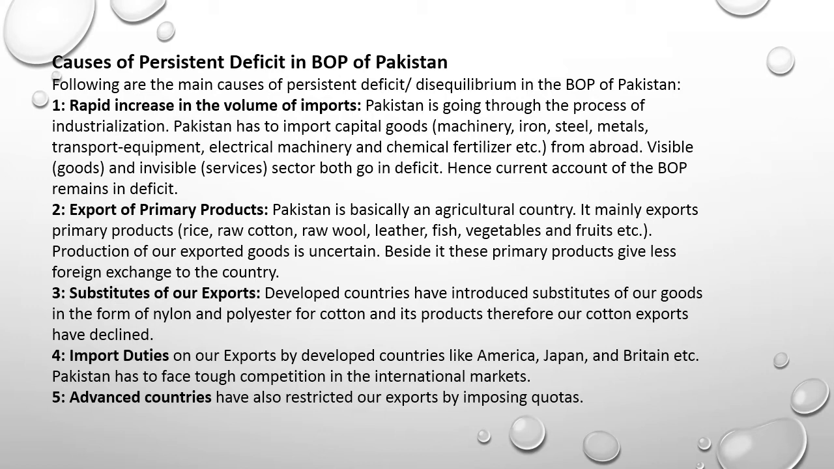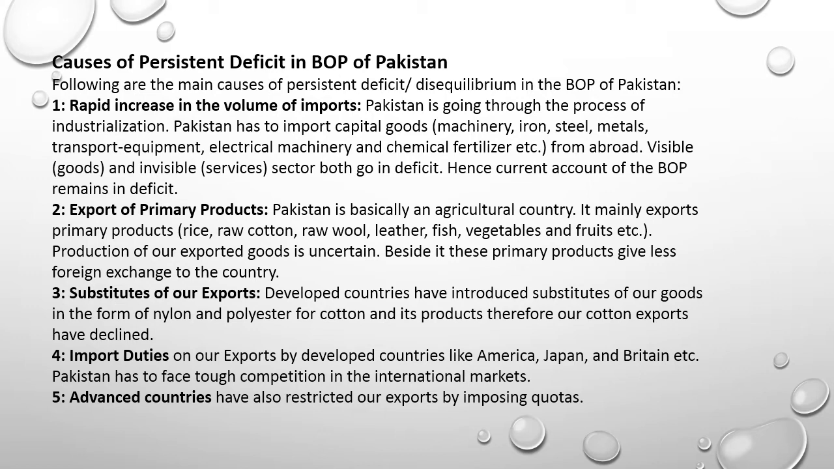Production of our exported goods is uncertain because of natural factors. Besides it, these primary products give less foreign exchange to the country. Industrial goods, capital goods, machinery, etc., that is costly, and we have to pay more prices, more foreign exchange for these things, and what we earn is less because we earn by exporting our primary products.